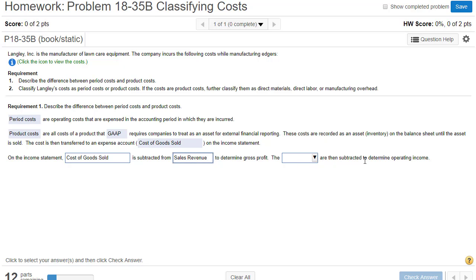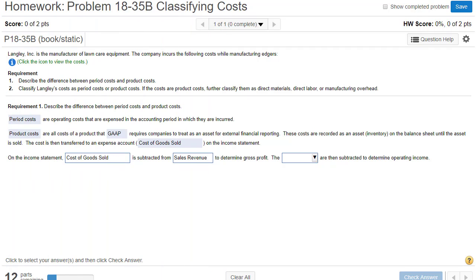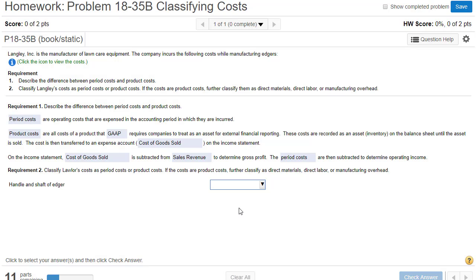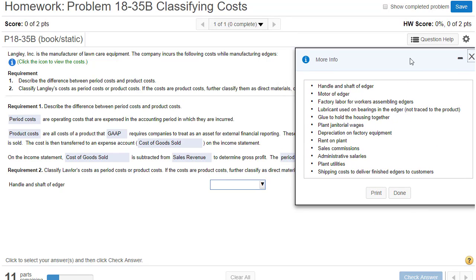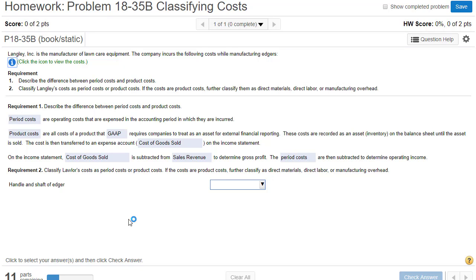And then what's subtracted to calculate operating income? It's the selling and administrative expenses, which are also known as period costs. Now, we get to go through these one by one and classify these costs as either direct labor, direct materials, manufacturing overhead, or period cost. We really don't need this list because it shows you them one at a time.